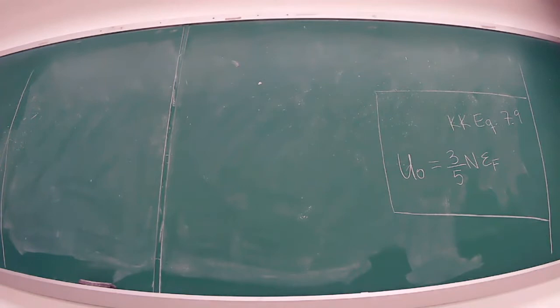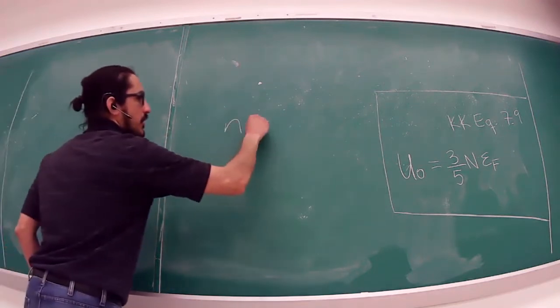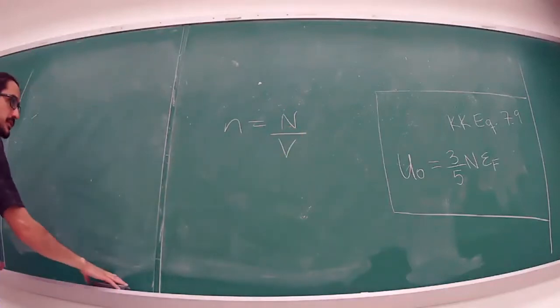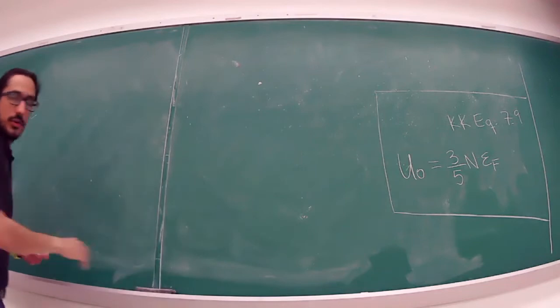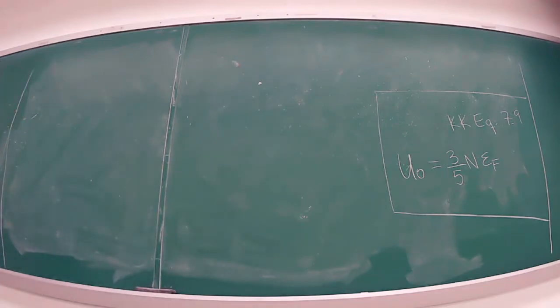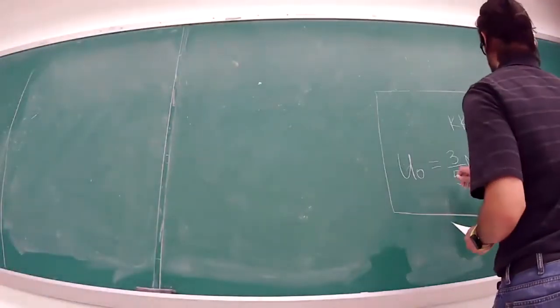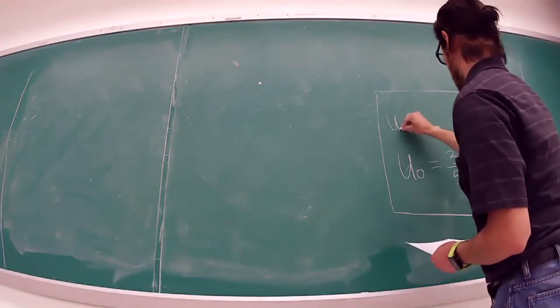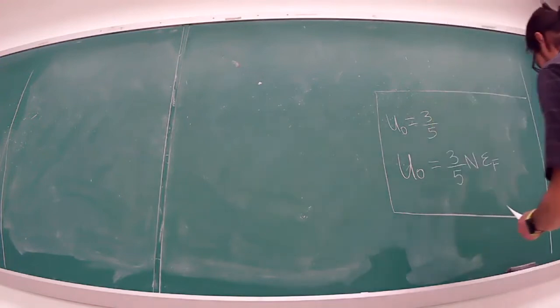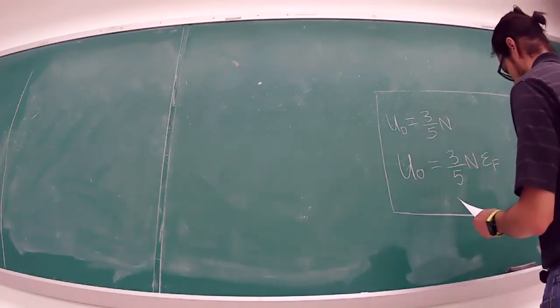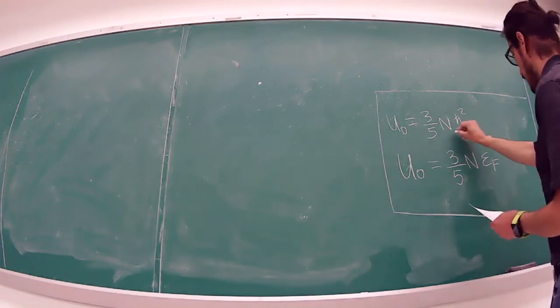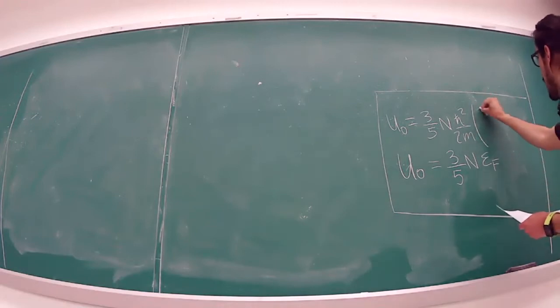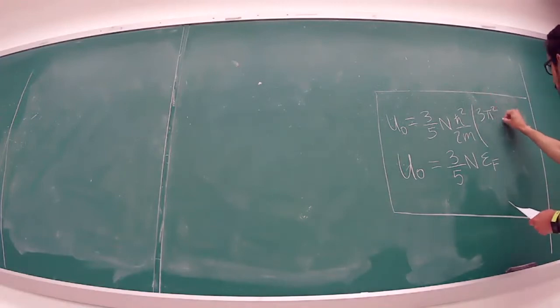So the Fermi energy depends on the concentration, which is number of particles divided by volume. So that would be EF equals h bar squared over 2m times (3π² N divided by the volume) to the 2/3.